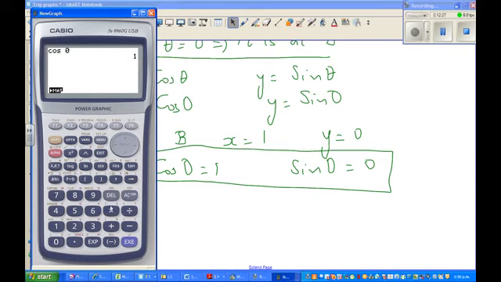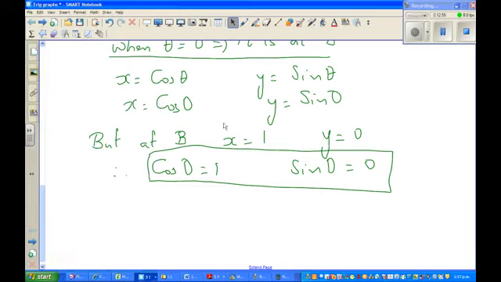I'll not go into those details. And sin 0 is 0. Your y corresponds to sin theta and x corresponds to cos theta. So at 0 degrees, the y coordinate, which corresponds to sine, is 0, because at point B, your x coordinate is 1 and your y coordinate is 0. I'll continue this in the next video.